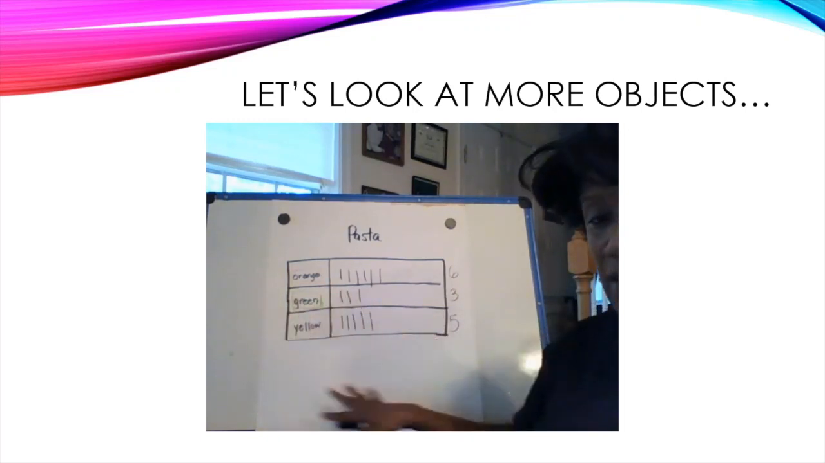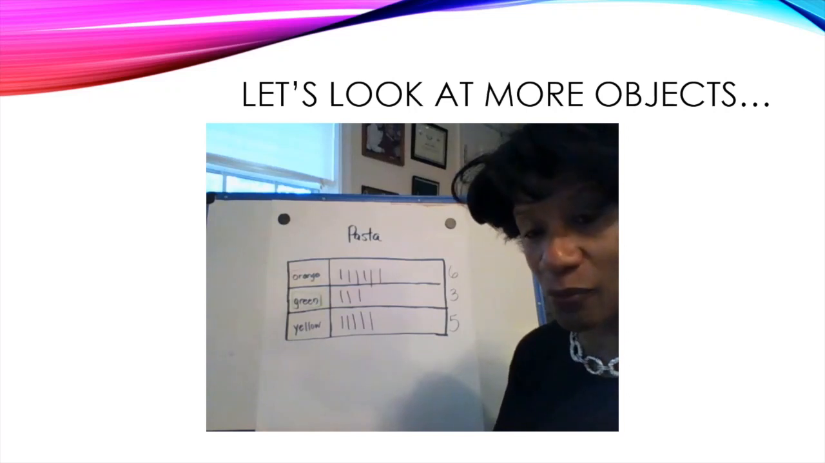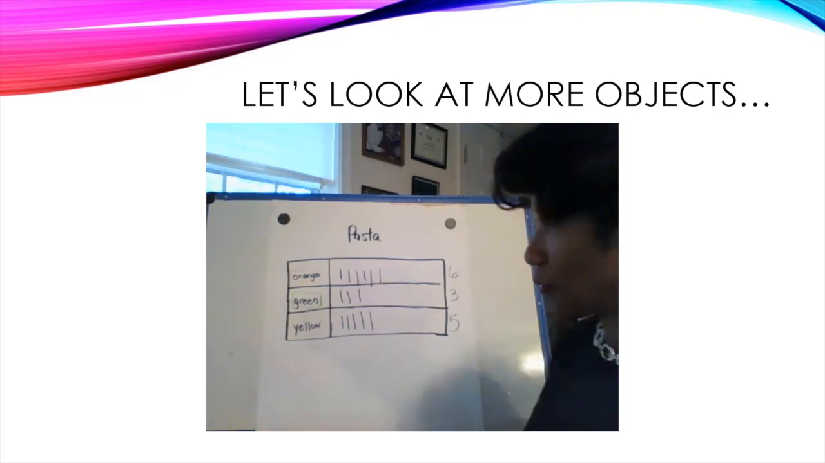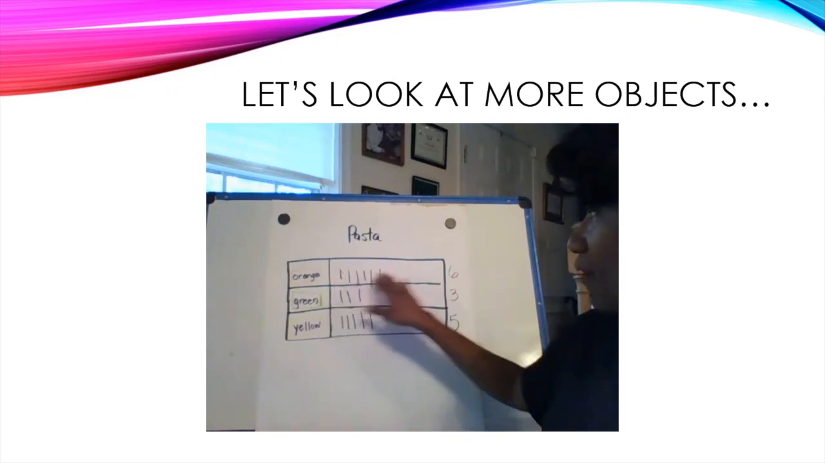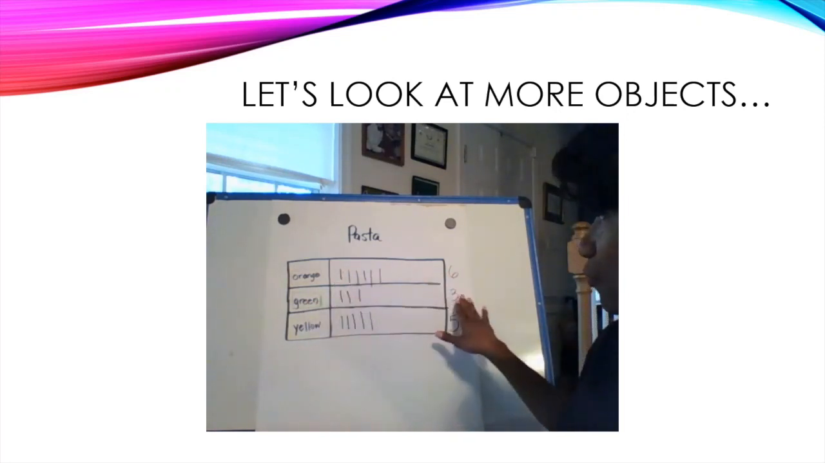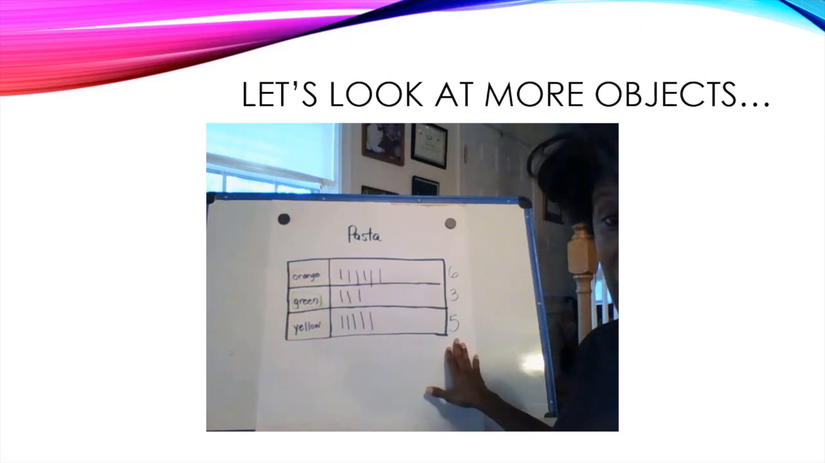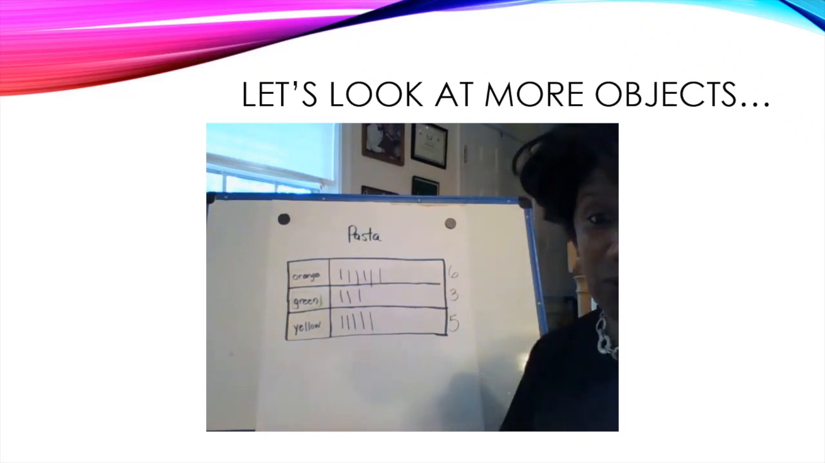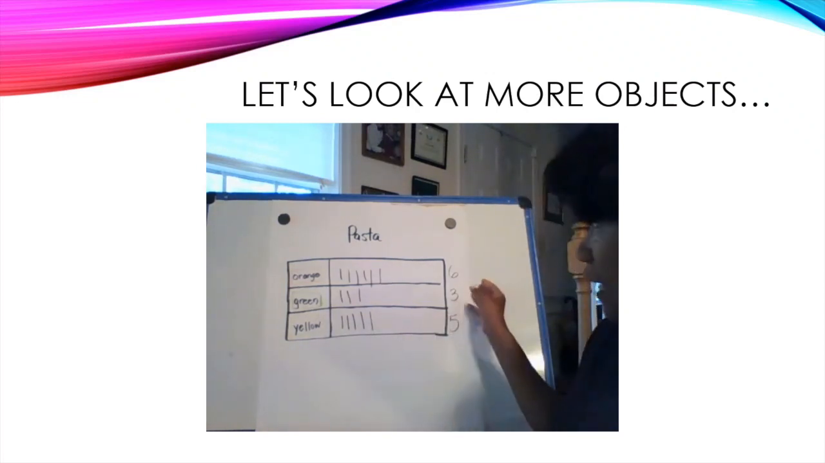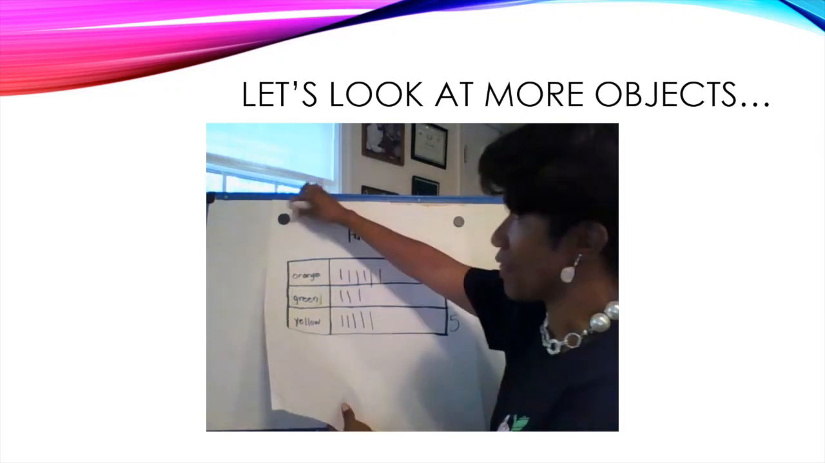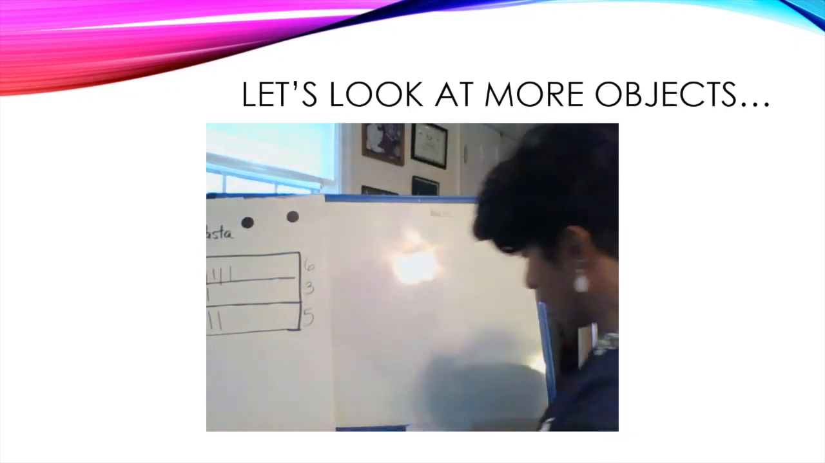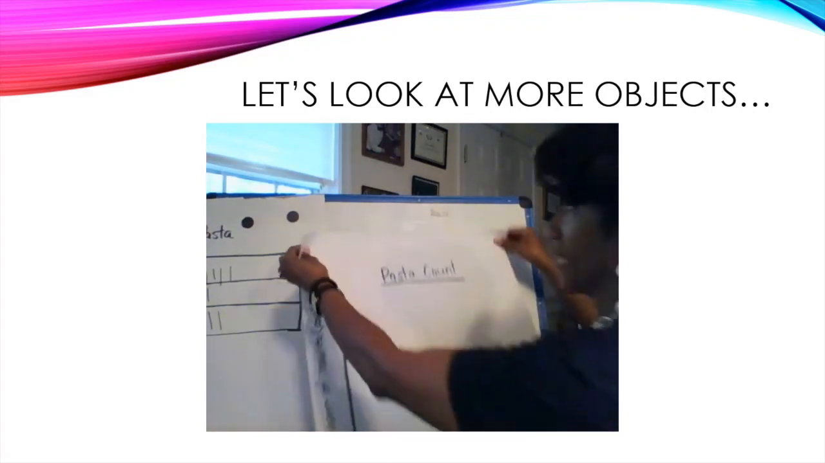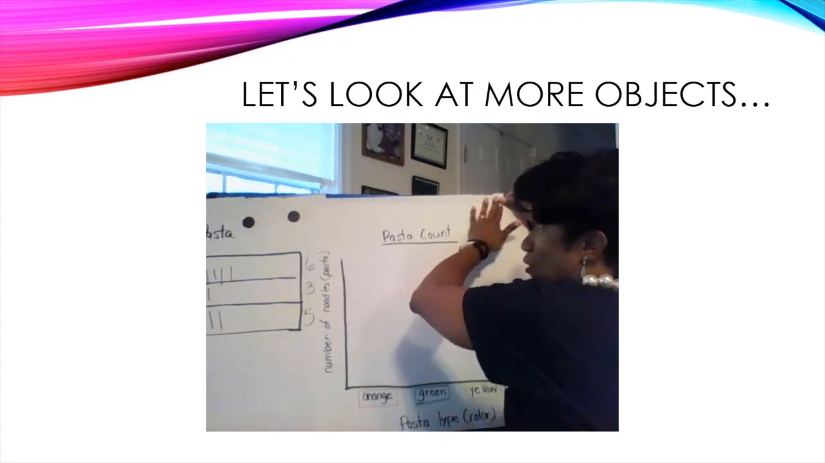So remember these numbers, because whenever we create our graph, we need to know what our numbers are. So right here, we have 6 orange, 3 green, and 5 yellow. So now I'm going to put our table over to the side here, and then I'm going to put our graph up so that we can start making our object graph.